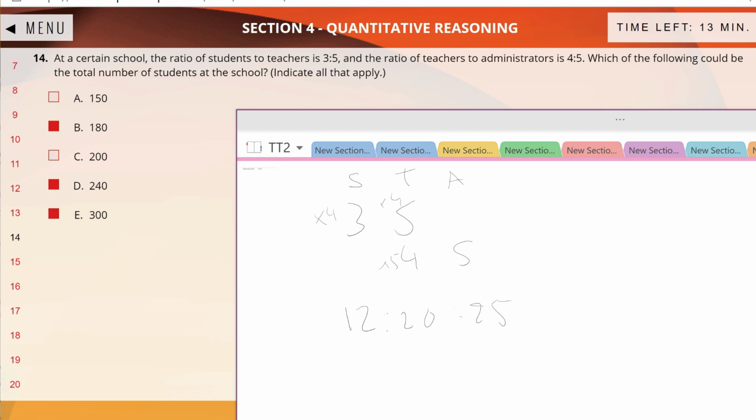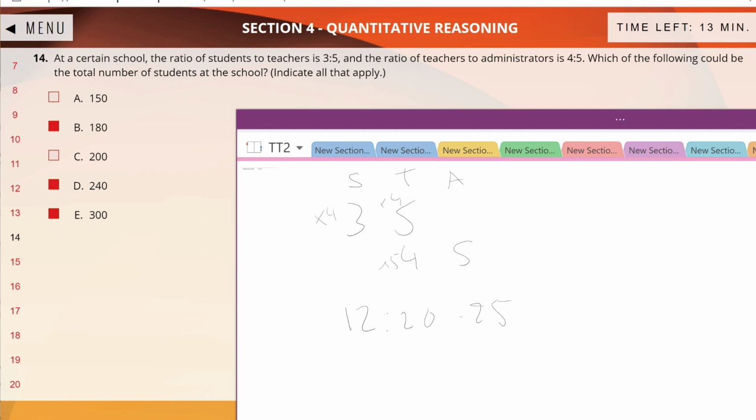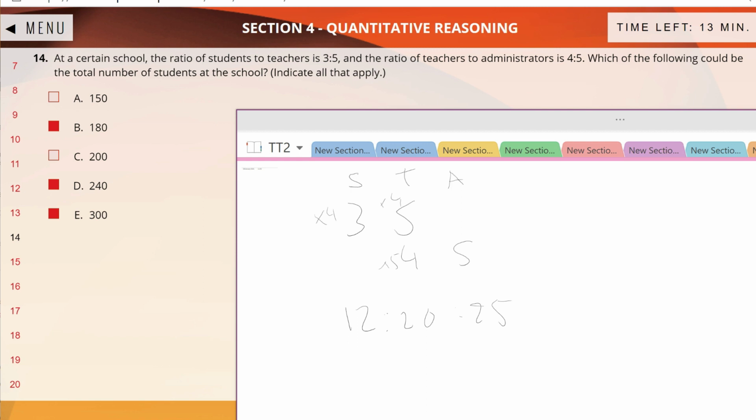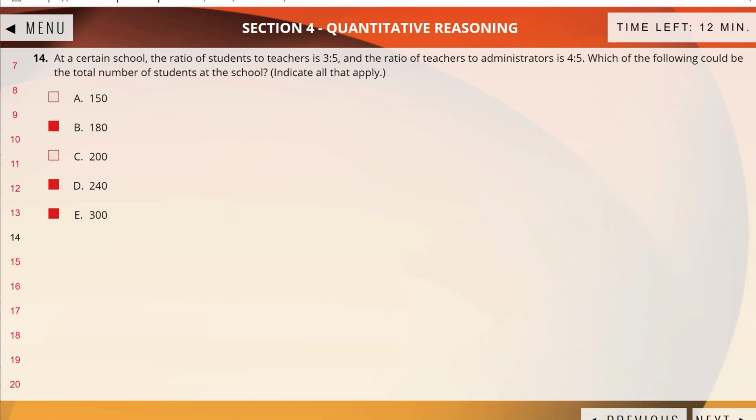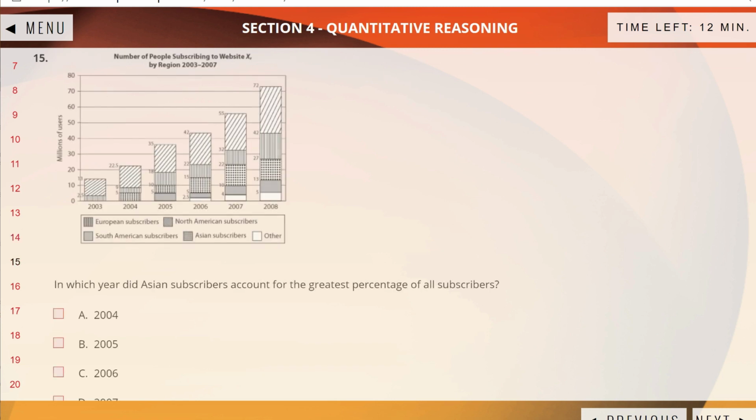Because even though it's a multiple of 3, if students were 150, then the teachers would be 250. But then 250 isn't a multiple of 4. So the second part of the statement, which we can't ignore, would be incorrect. If you don't know what's going on here, I've done a video on overlapping ratios. Do check it out. So I believe this would be the correct answer. See, mental maths helped me with knowing which one's a multiple of 12 without using a calculator.